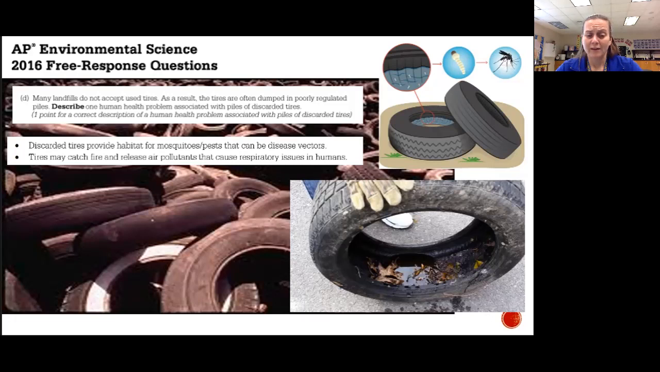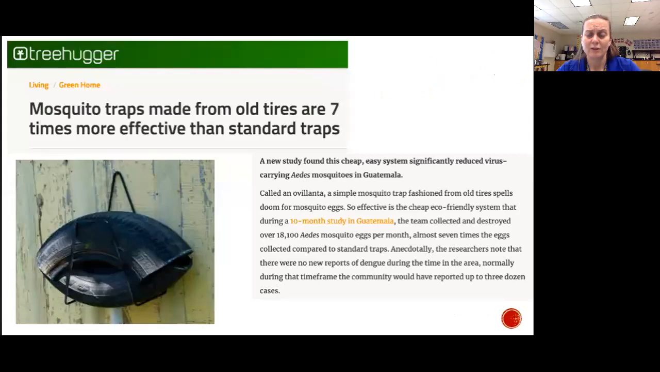Here's the good news. While tires themselves are a huge problem for pollution, it turns out that they can also be part of the solution. So this article cites a study in Guatemala, a Central American country where you have a lot of mosquitoes and a lot of dengue fever, which is a disease carried by mosquitoes. And they actually used old tires to create mosquito traps, thereby helping to reduce their mosquito population. So with enough innovation and enough creativity, we can take our problems and turn them into solutions.